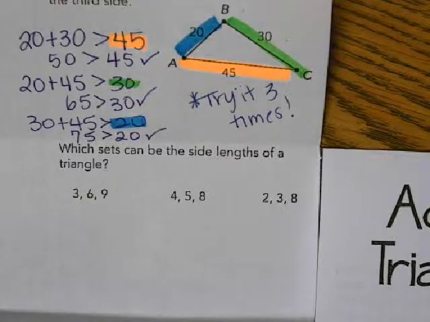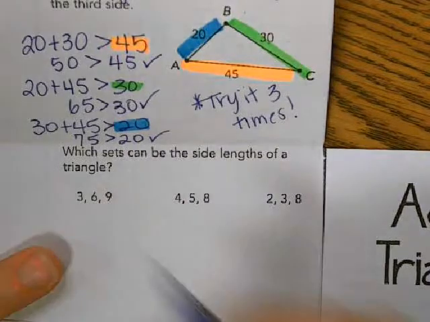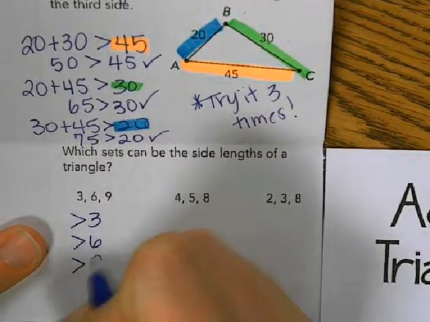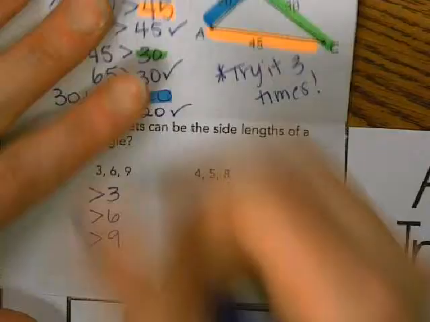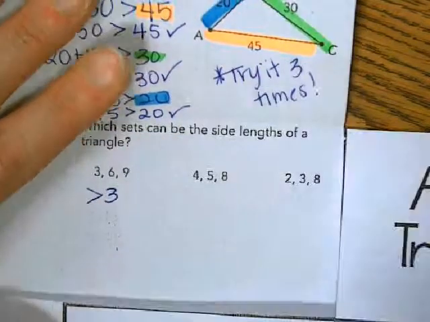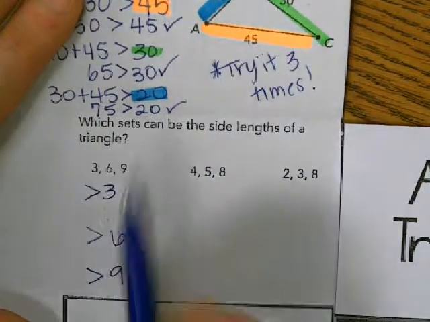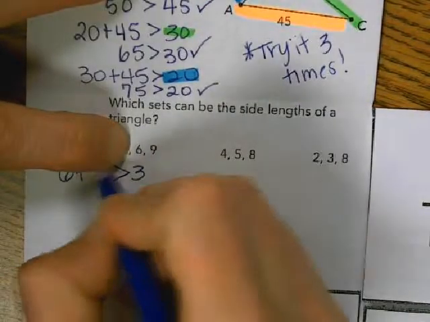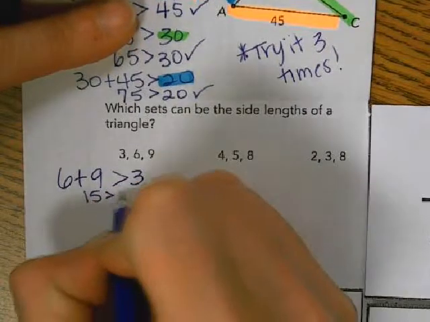Okay? So we're going to determine which sets of lengths can be sides of a triangle. So we're going to say greater than 3, greater than 6, and greater than 9. And we're going to check those 3. Probably shouldn't have written them so close together. We're going to check this. Okay? So I'm going to cover up the 3, and I'm going to say 6 plus 9. Is 6 plus 9 greater than 3? Yeah, 15 is greater than 3.